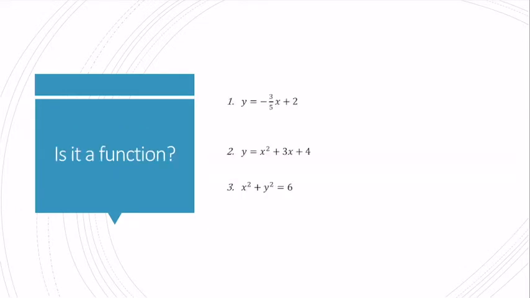So let's take a look at these 3 equations, and I want to ask, is it a function? So what I want you to do first is visualize, what do these look like? So I have y equals -3/5 x plus 2. Okay, that's going to be the graph of the line. It's going to be a line with negative slope, and it's going to be a function. For number 2, that's y equals x squared plus 3x plus 4. This graph forms a parabola, right? Shifted somewhere around our xy coordinate plane. But parabolas are functions. They pass the vertical line test.